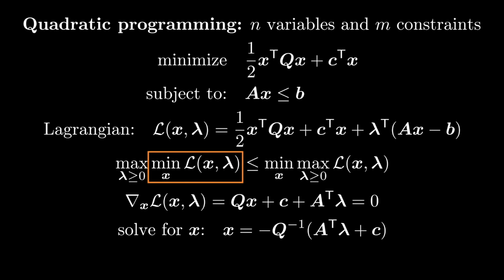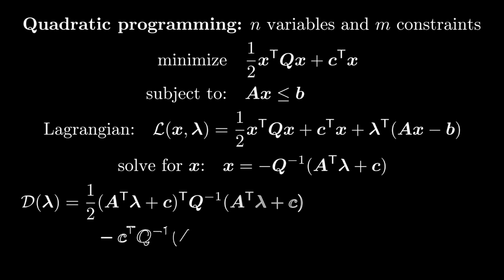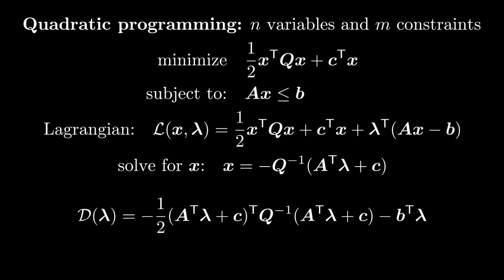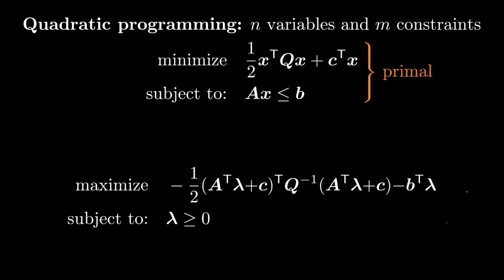Nevertheless, we get it in closed form, and so we can substitute that value for x back into the Lagrangian. We do a little bit of tedious algebra, and we actually get another quadratic for the dual. So just like what happened with the linear program, when we find the dual of a quadratic program, we get another quadratic program, just now in terms of lambda.